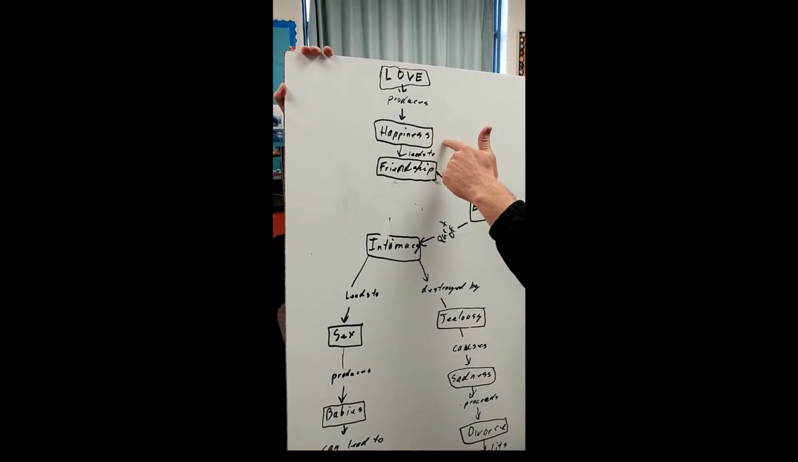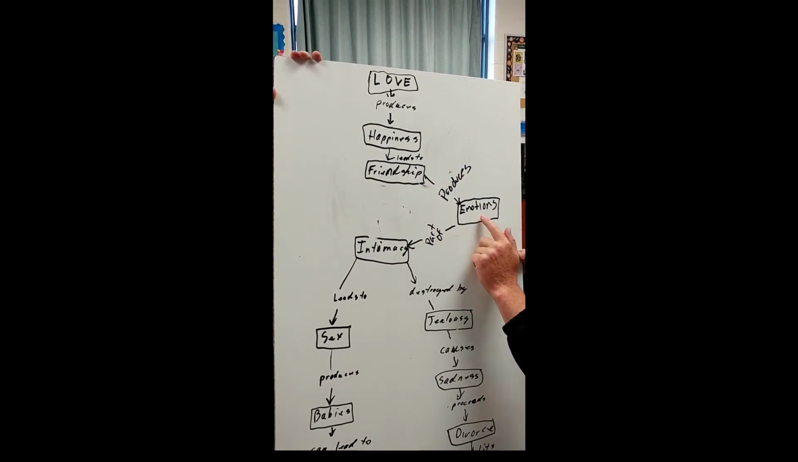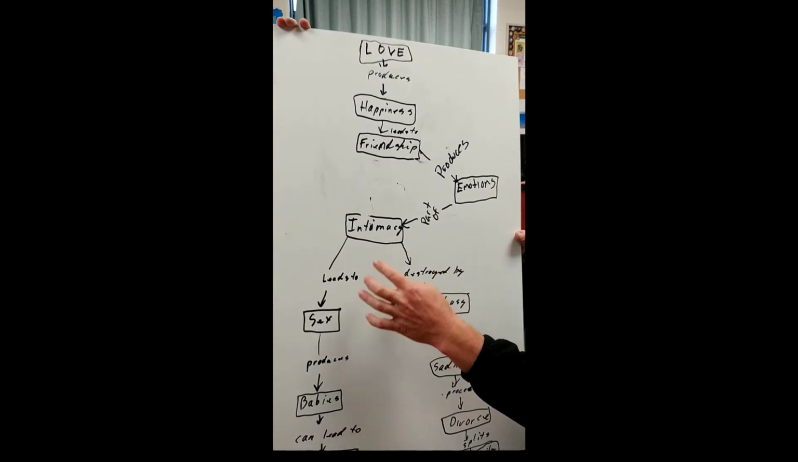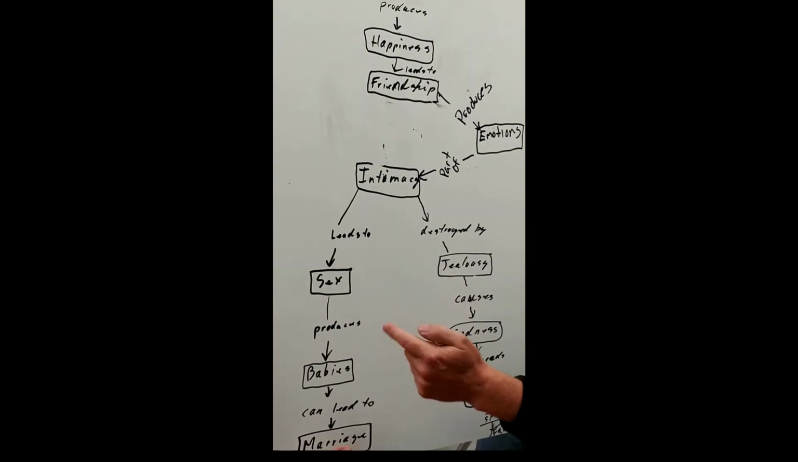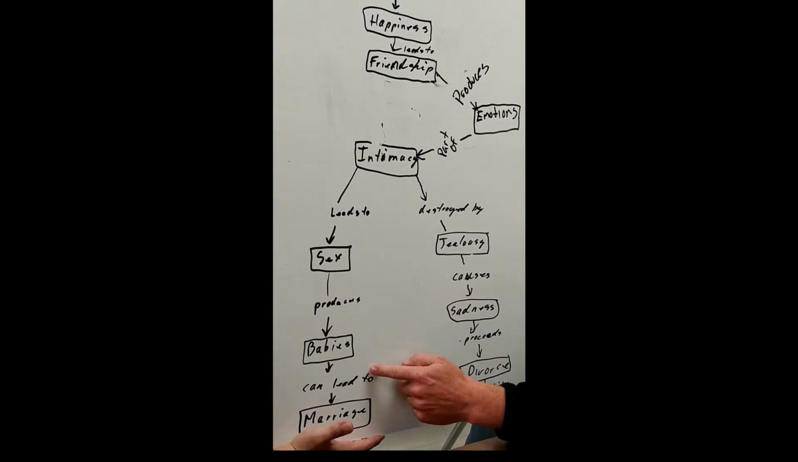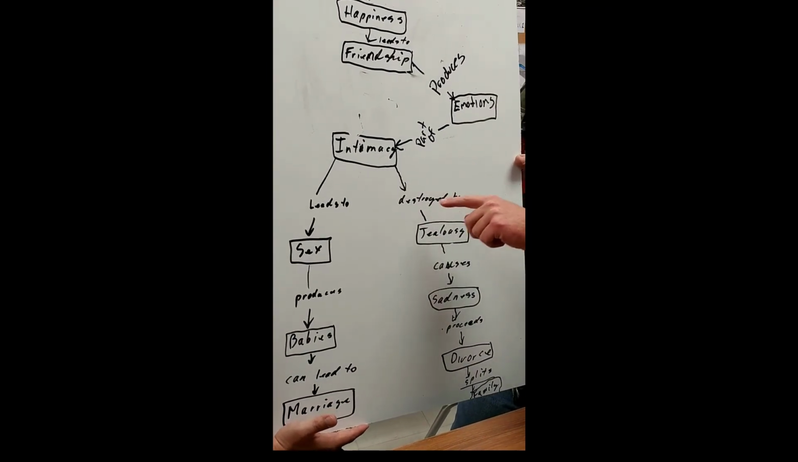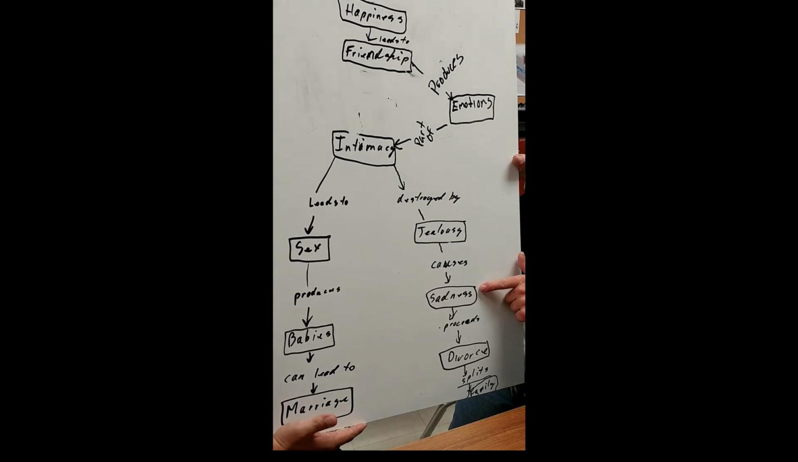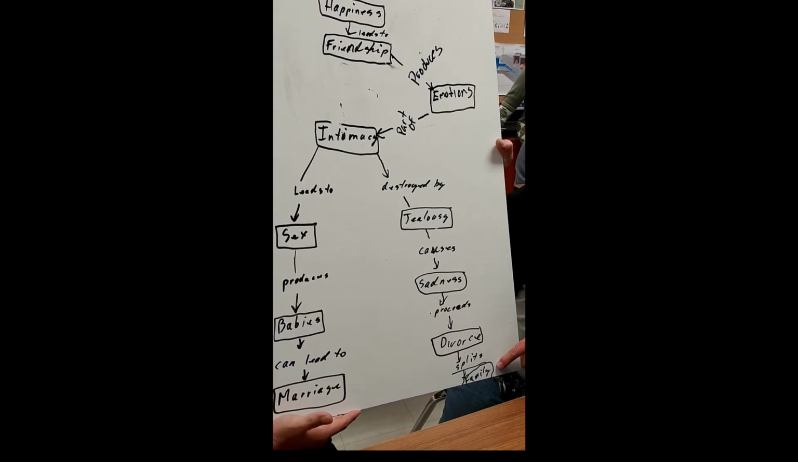Love produces happiness, which leads to friendship, which produces emotions, and that's part of being intimate. We broke it off into 2. One way is it leads to sex, produces babies, can lead to marriage, and the other way is intimacy can be destroyed by jealousy, which causes sadness, which produces divorce and splits families.